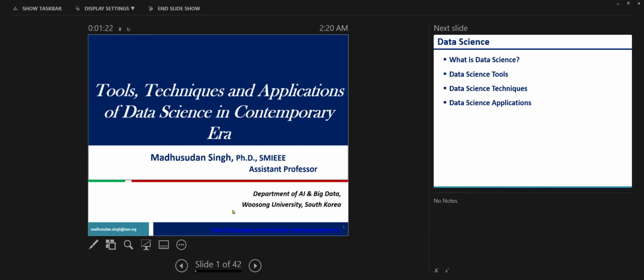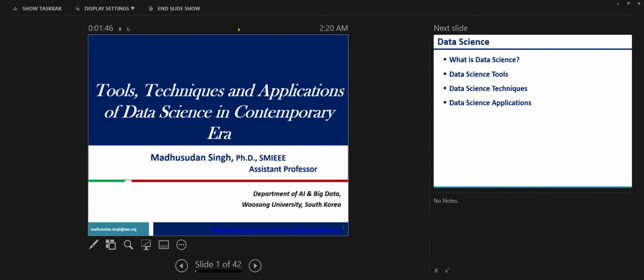Okay. So, good afternoon, all of you. This is Madhusudan Singh. We're going to discuss the tools, techniques, and application of data science in the contemporary era. Like what type of data science, what type of tools and techniques we are using in current time, and what is the perspective of those things.